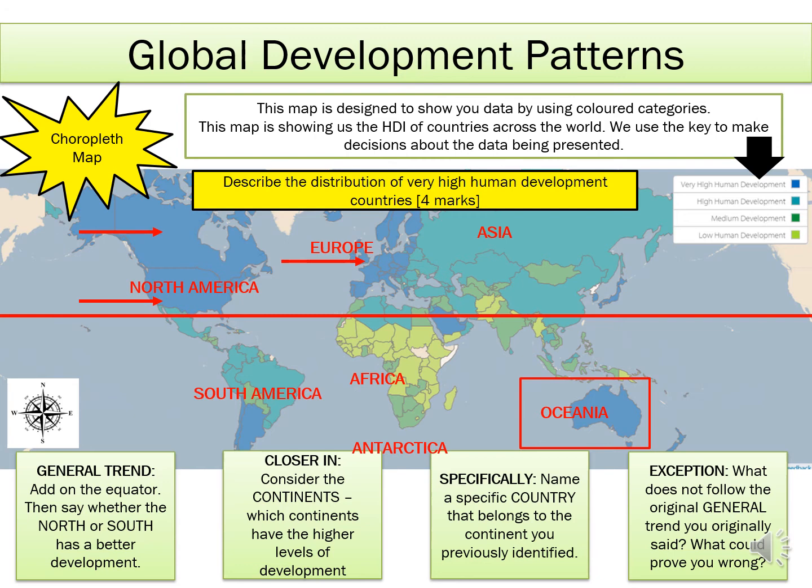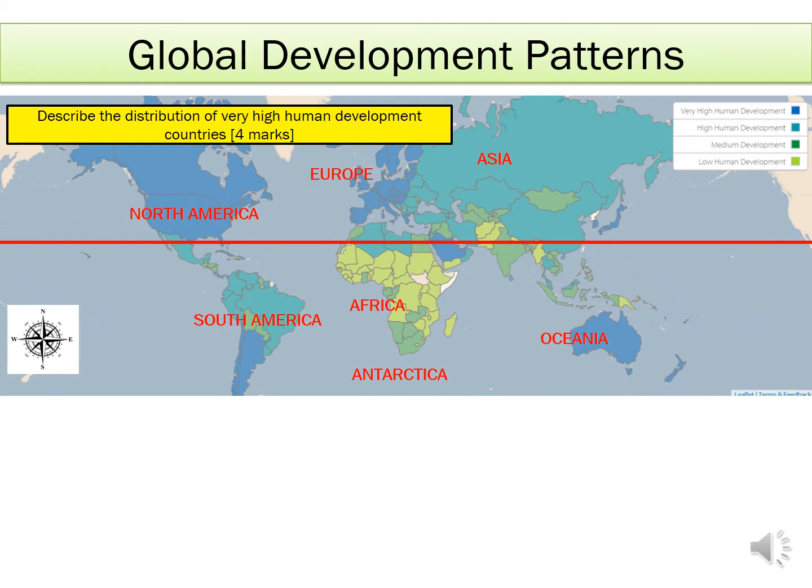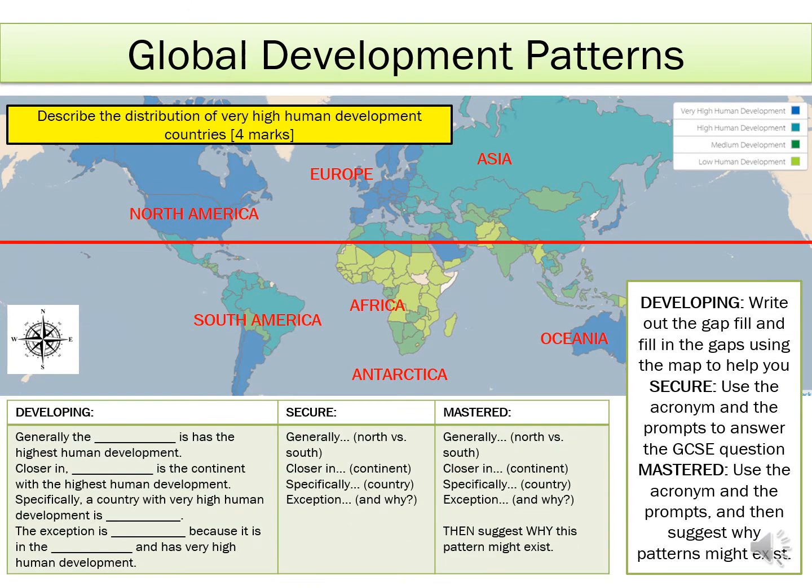So you can probably guess what your next task is going to be. I want you to do one of the following tasks. You can either write out the gap fill and fill in the gaps using the map to help you. Okay, if you are doing that task, I want you to underline the words that have been filled in.